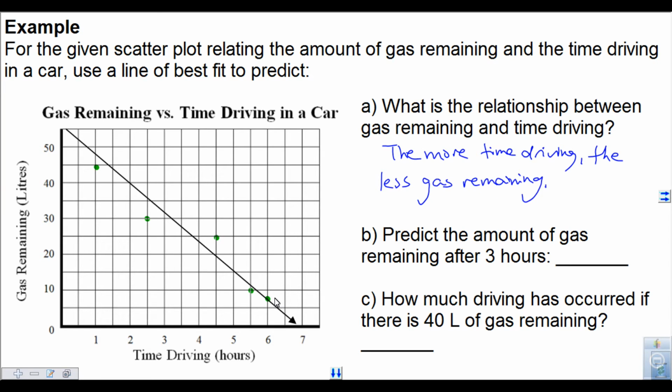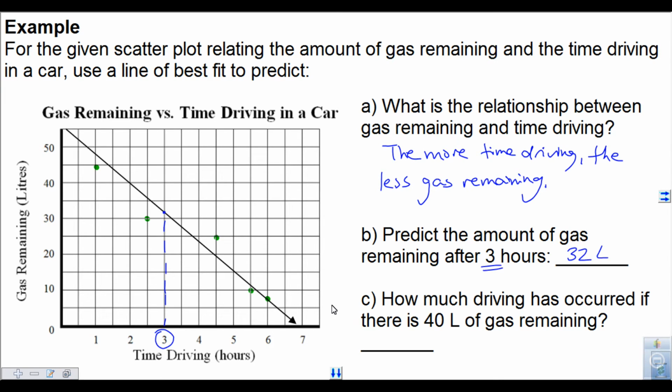Okay. Now let's predict the amount of gas remaining after 3 hours. So again, after 3 hours, I go to where 3 hours is here. I go up to the line, and then I read off the graph. So that's about 30, let's say 32. Okay, and that's 32 liters of gas.